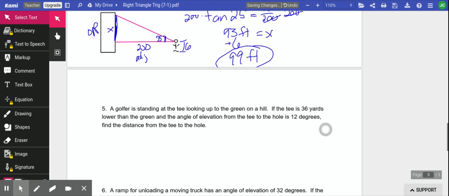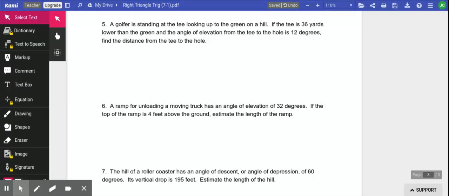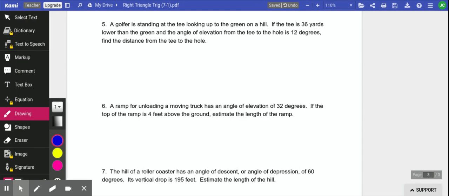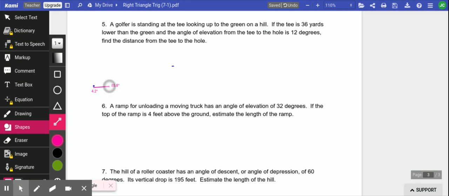All right, let's check out another example problem. A golfer is standing at the tee looking up to the green on a hill. The tee is 36 yards lower than the green, and the angle of elevation is 12 degrees. Find the distance from the tee to the hole. Okay, so I'm just going to use dots here. This is the golfer, and he's looking up to the green, and I will use straight lines for this. So it looks something like that. Just pretend that's a right triangle. They all meet up.